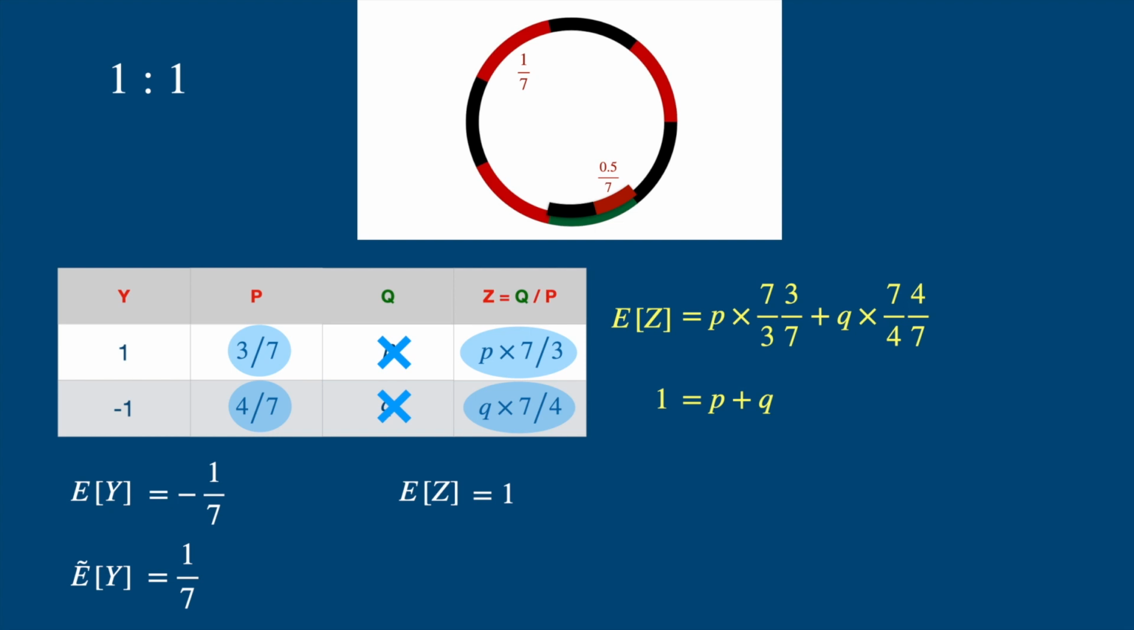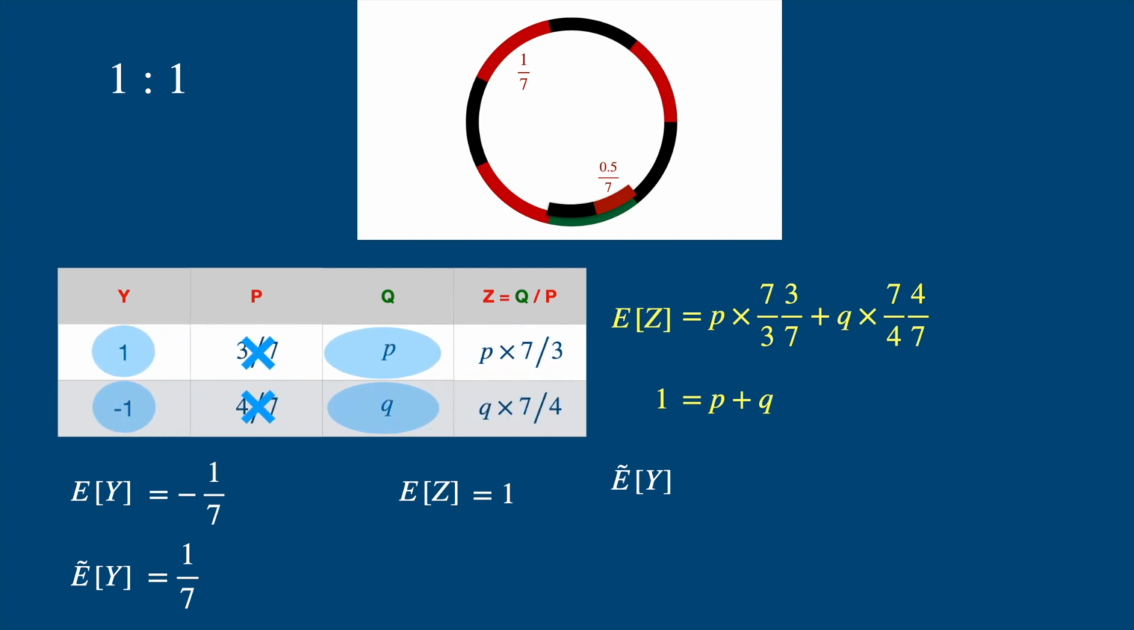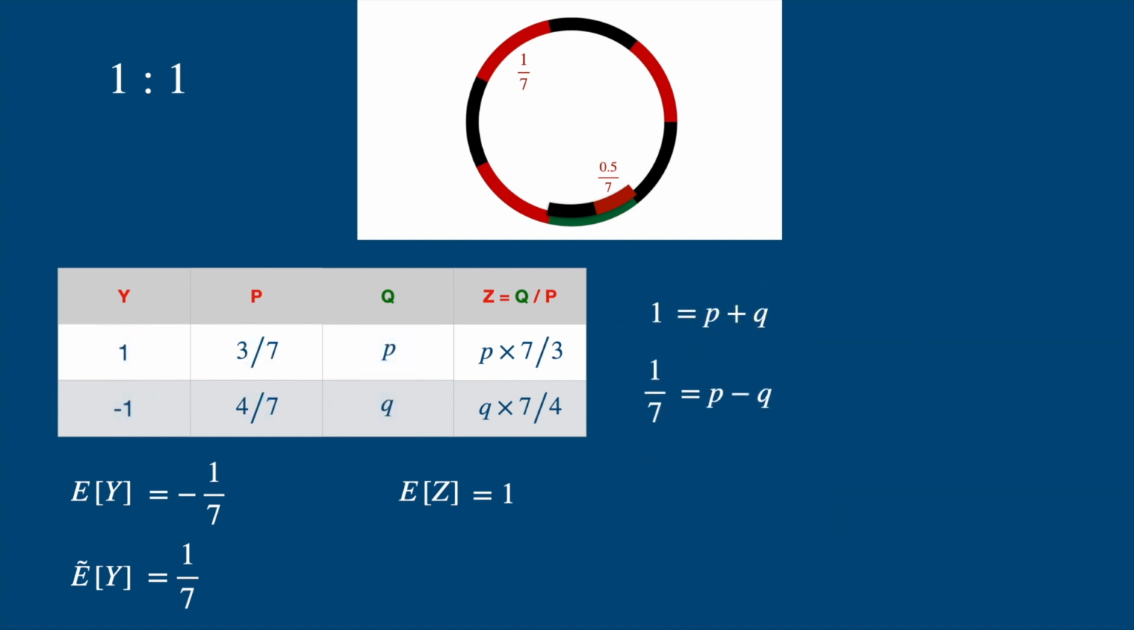For the second equation that we need, let's make use of the given condition, which is that the expected value under the measure q must equal 1 divided by 7. The random variable takes values 1 and -1 with probabilities p and q respectively, so p minus q must equal 1 divided by 7. We have two equations and two unknowns, and if you solve these equations, you will get p equals 4 divided by 7 and q equals 3 divided by 7.